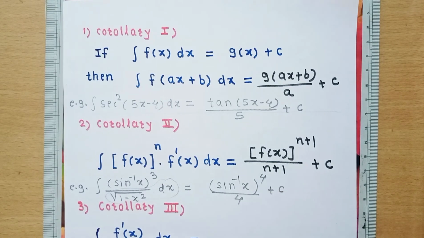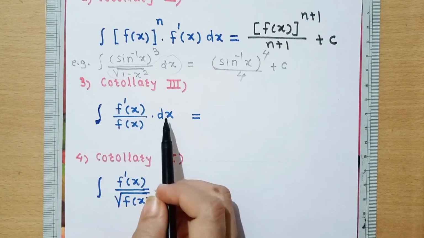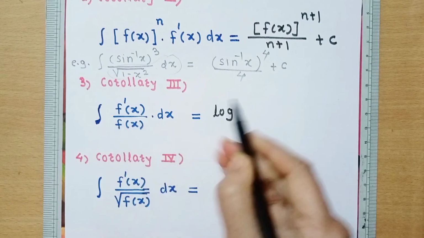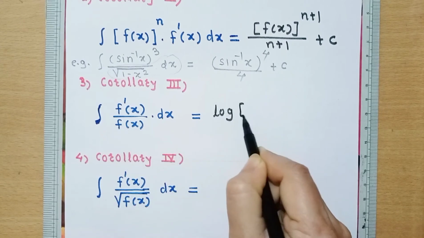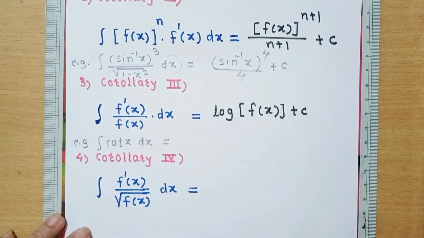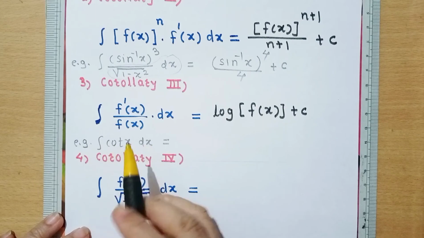Let's see the third corollary. Integration of f dash x upon f x dx equal to, we have to write log of this denominator, that means log of f x plus c. So let's see its example. Integration of cot of x dx.